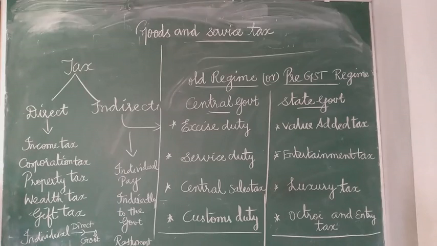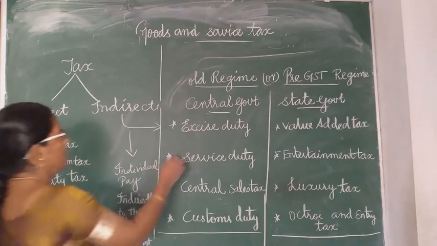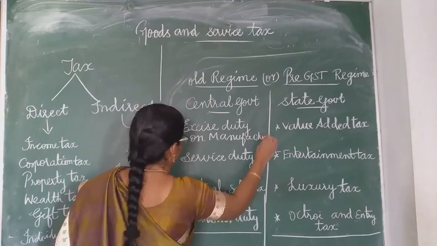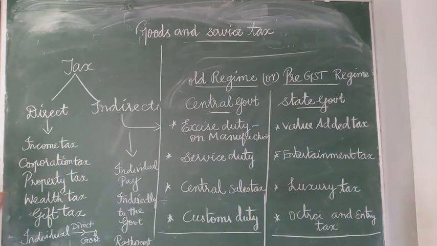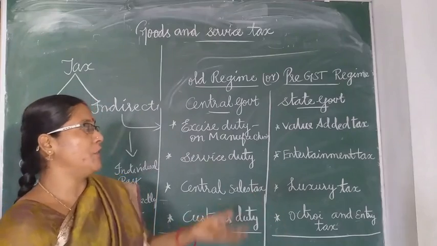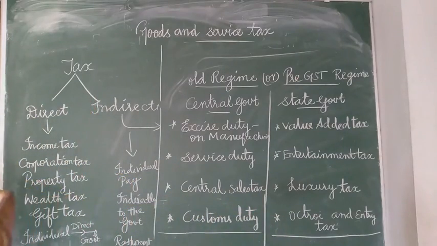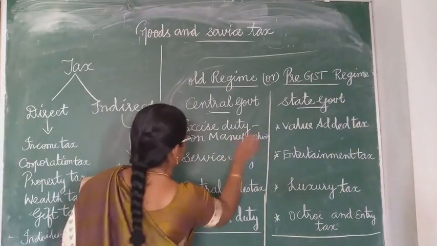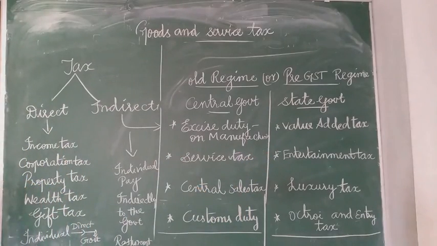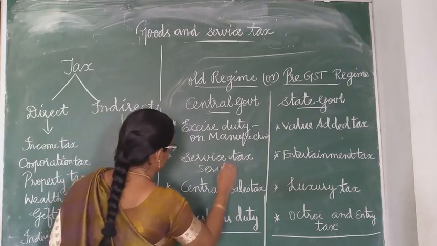While the central government is levying all these taxes, excise duty is charged on goods manufactured in India, at the time of manufacturing. When we want to purchase the raw material, the manufacturer has to pay the excise duty and then purchase the raw material. Service tax is charged on services by individuals.